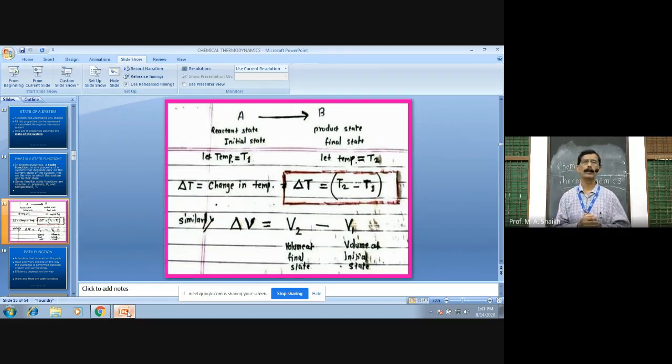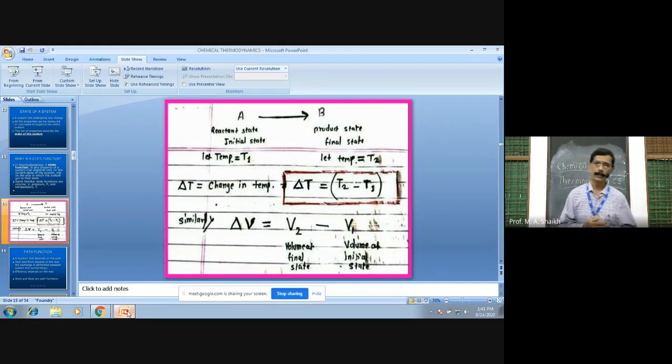How to find T2 minus T1? What is T2? Temperature at final state. What is T1? Temperature at initial state. So, change in temperature is T2 minus T1. And this change in temperature is shown as delta T. Delta means difference between two temperatures. So, change in temperature, that is delta T, is equal to T2 minus T1.